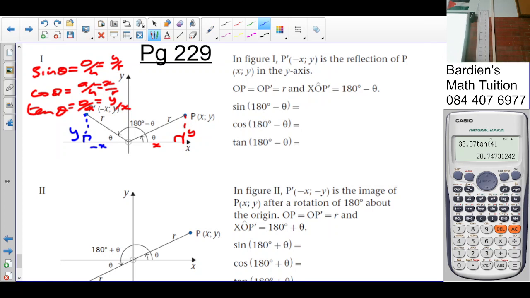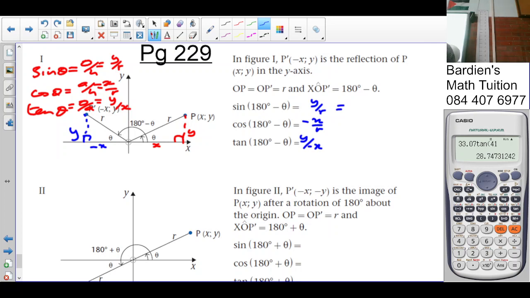So what does sine stand for? Opposite over hypotenuse. So it's going to be y over r. Cos of 180 minus theta. That's your reference angle here now. It's going to be minus x over r. Tan is opposite over adjacent, which is y over minus x.